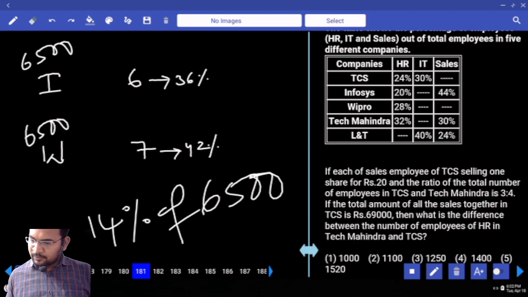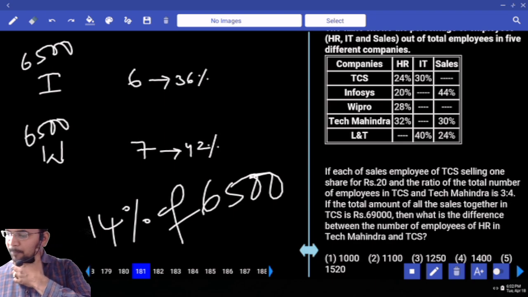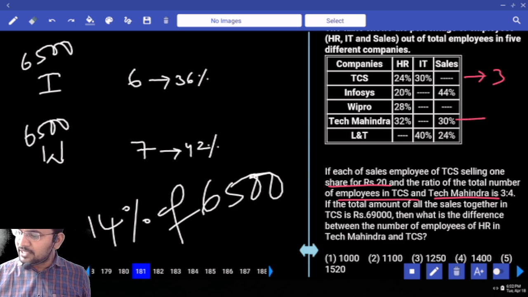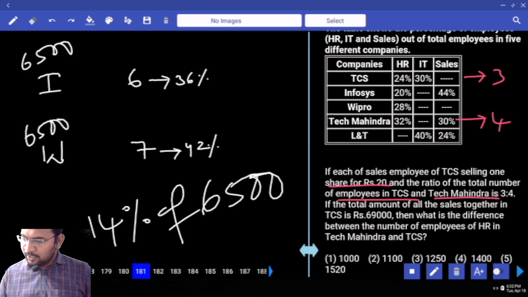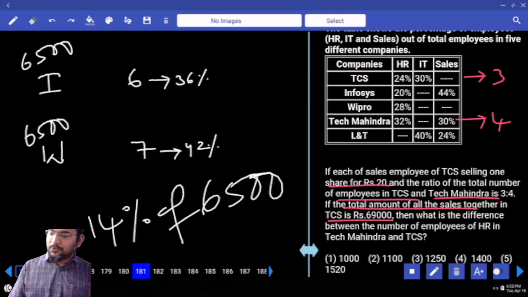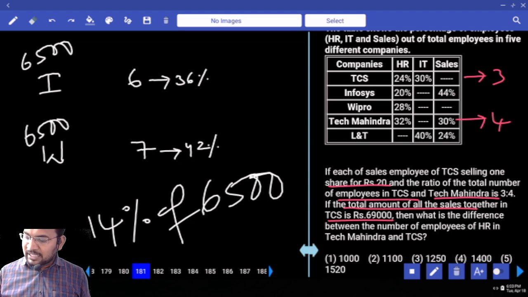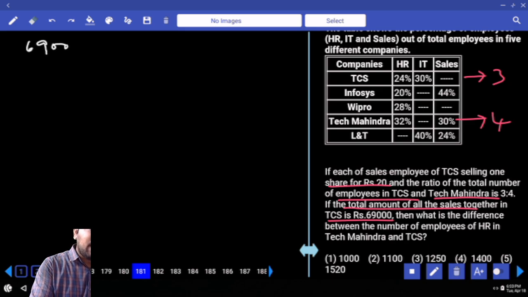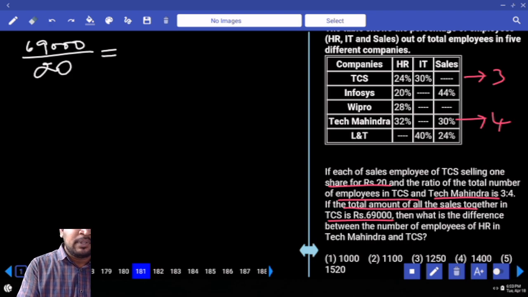So what is given? Each sales employee of TCS sells one share for 20 rupees. And the ratio of the total number of employees in TCS and Tech Mahindra: TCS is 3 parts, Tech Mahindra is 4 parts. If the total amount of all the sales in TCS is 69,000, per share it is 20. 69,000 by 20, that is nothing but how much?